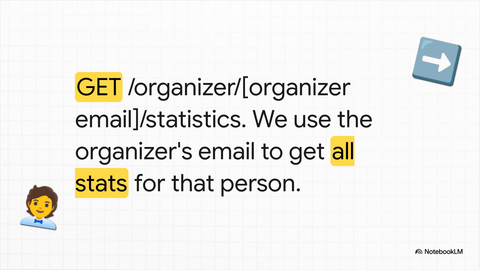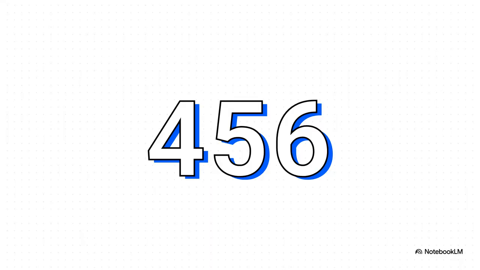Notice we're not using an event ID anymore. Now we're using the organizer's email. We're asking for the statistics, not for a single event, but for everything this person is running. And there it is, 456. That's the total number of accepted invites this one organizer has gotten across all of their different events. All of a sudden, we've jumped from a single event with 6 invites to a whole portfolio with hundreds.